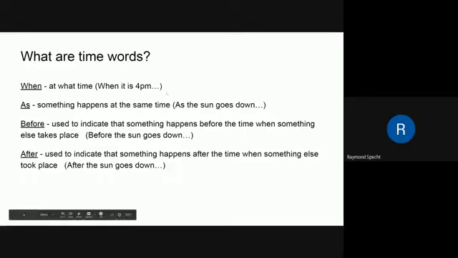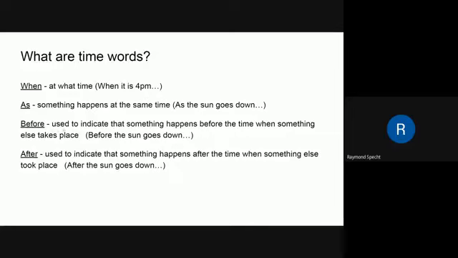All right, let's go over our slide here. What are time words? You have different time words, so you need to understand what each one does. When we use when, we're talking about at what time. Like when it is 4 p.m., I will start the presentation. As, something happens at the same time. As the sun goes down, people come out of their houses. So we're using as when something happens at the same time.